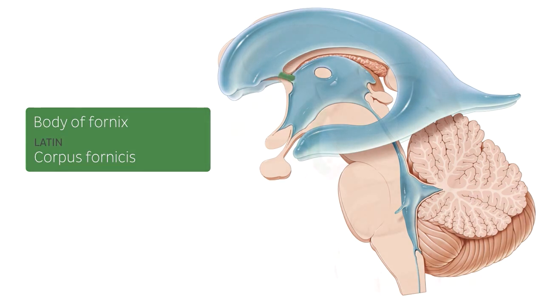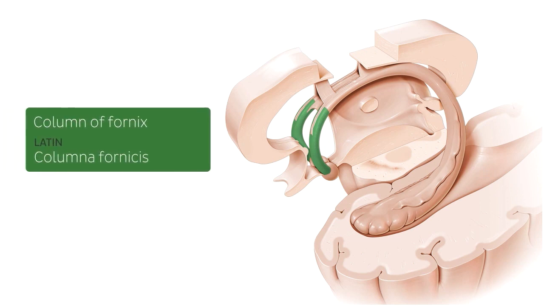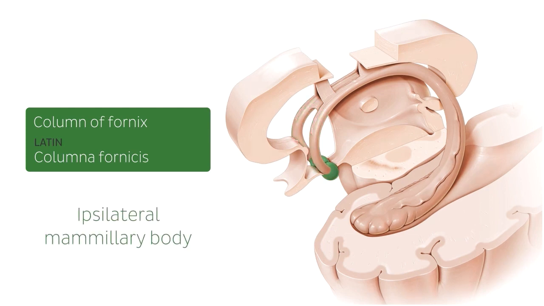And finally, in this image, you can clearly see the body separating into 2 bilateral columns. As the columns descend, they move away from the midline and approach an ipsilateral mammillary body, which you can see now highlighted in green, and the ipsilateral mammillary body is the final destination of the fornix.